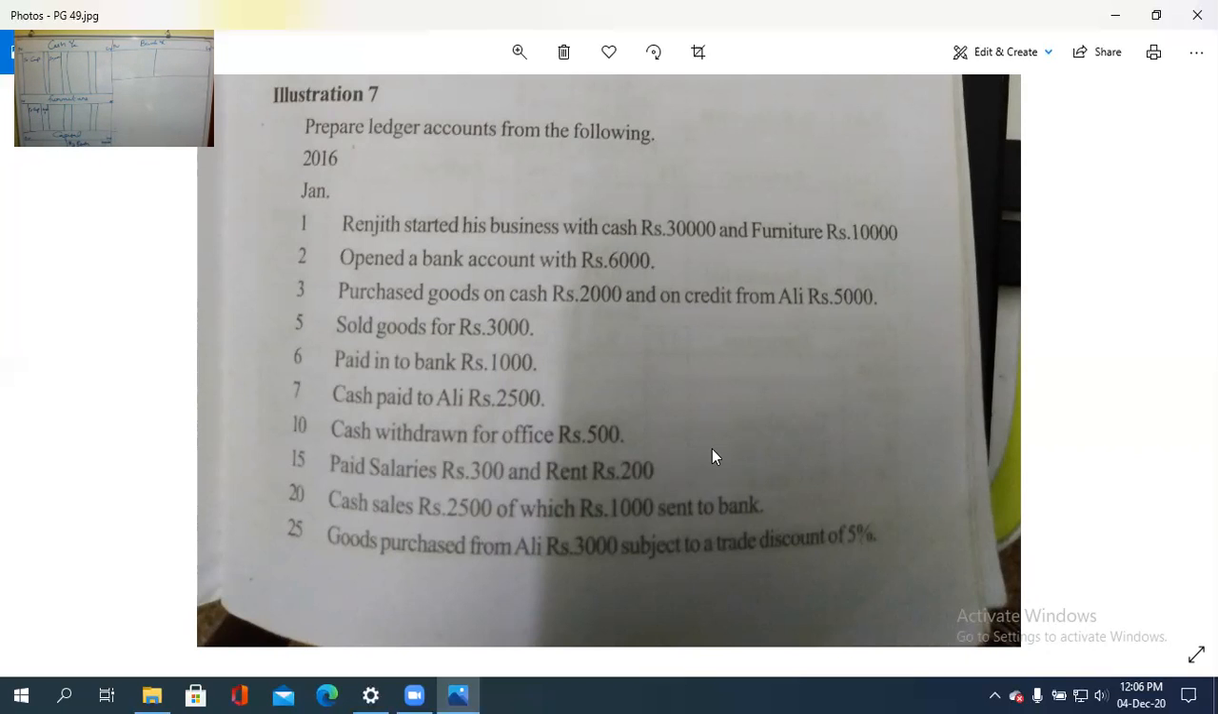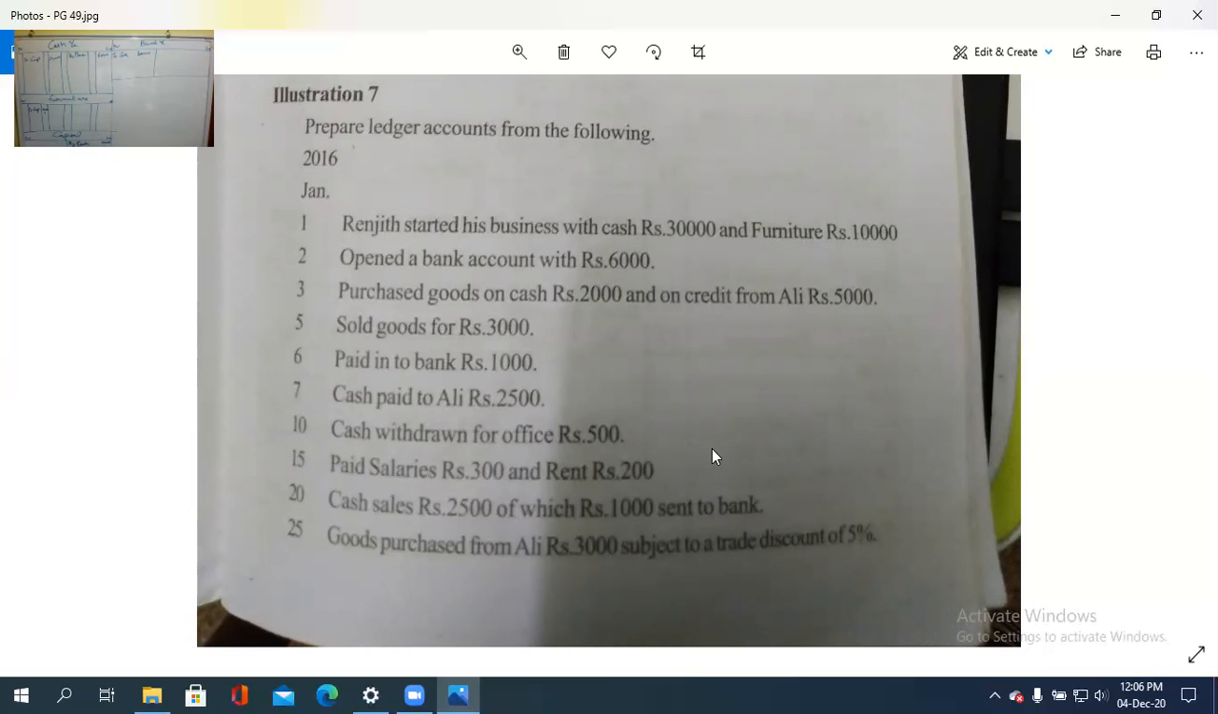Next, the second entry is what? Opened a bank account with 6,000. Bank account debtor to cash is the original entry. So, by bank 6,000 and to cash 6,000. So, what is that? Bank account debtor to cash. Debit side of the bank account to cash, credit side of the cash account by bank. That is the posting of the transaction. Debit and credit, credit debit. So that is bank account debtor to cash and cash account credit by bank.